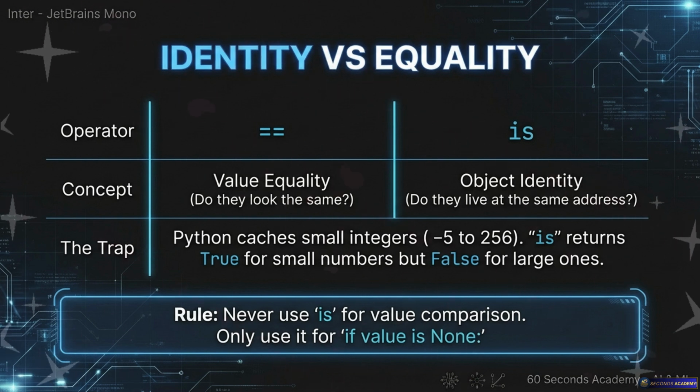So if I have 2 separate lists, list1 equals [1, 2, 3] and list2 equals [1, 2, 3], they have the same value, so double equals is true. But there are 2 different objects created at different times, so is would be false. Correct. They are like 2 identical twins. They look exactly the same, but they're 2 completely different people.